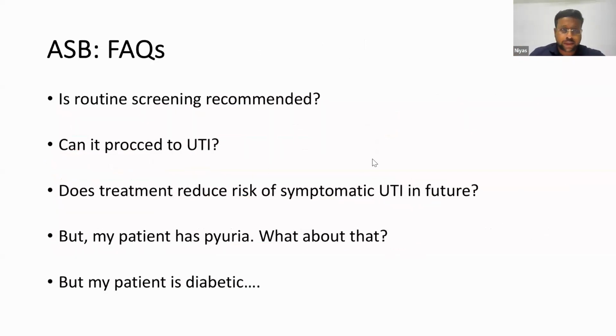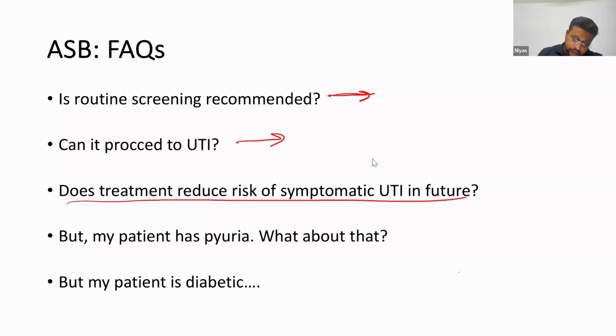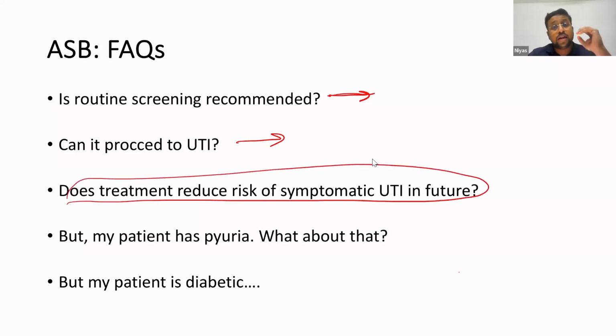Now, questions. Is routine testing recommended? Should we test everybody, like in an executive checkup, somebody who has come for a normal health checkup, otherwise healthy? No, the answer is no. Second question. Can it progress to UTI? Your patient may ask you. Now, the answer here is yes. Asymptomatic bacteriuria can progress to urinary tract infection. It is possible. But the next question, does treatment of asymptomatic bacteriuria reduce the risk of symptomatic UTI in the future? The answer here is no.